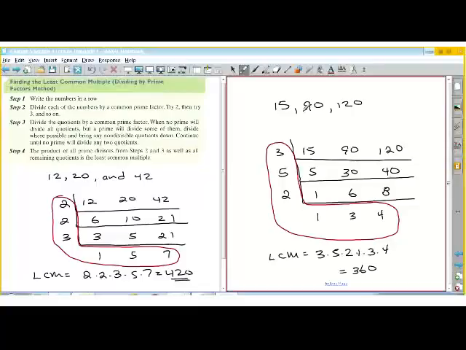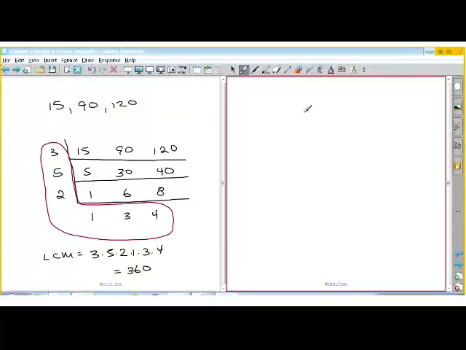And you can see this if you take 360 and divide by 15, you get 24. So 360 is the 24th multiple of 15. If you take 360 divided by 90, you get 4. So 360 is the 4th multiple of this, and 360 divided by 120 is 3. So 360 is the 3rd multiple of 120.